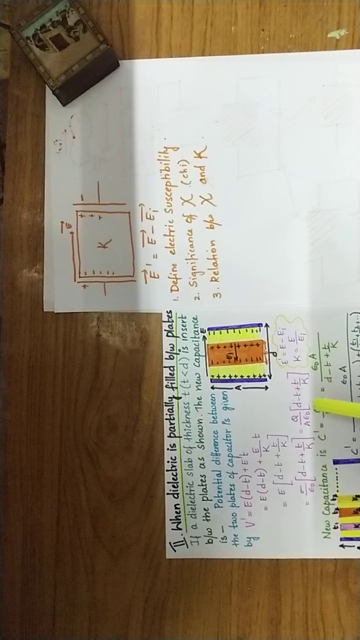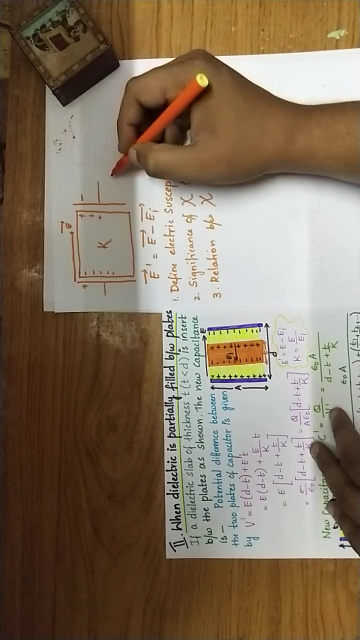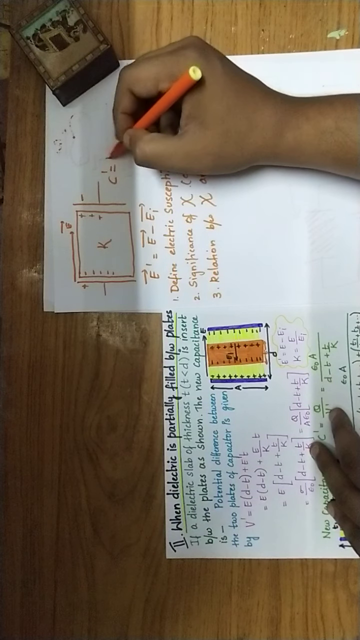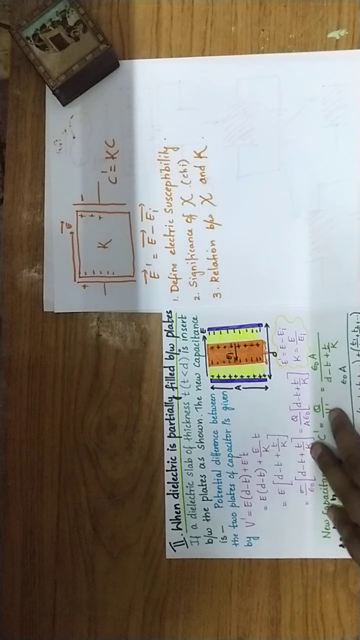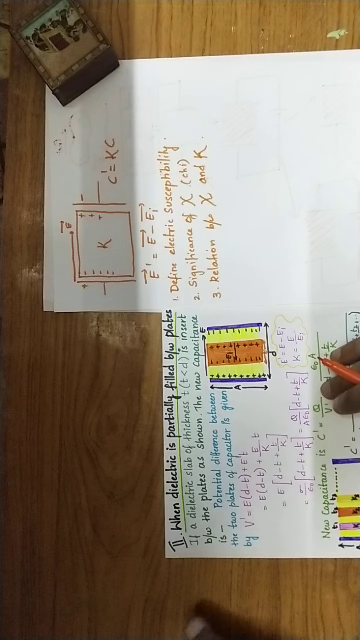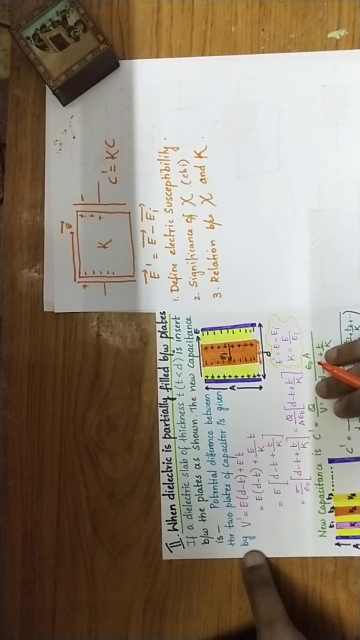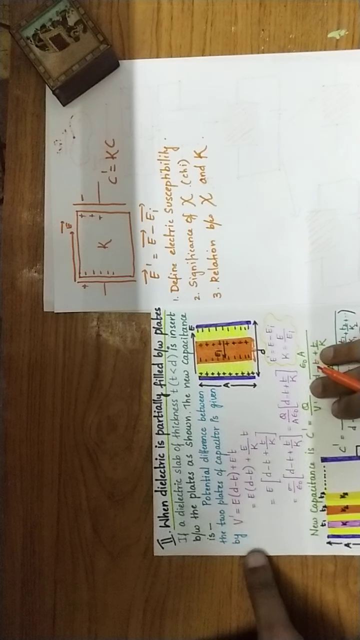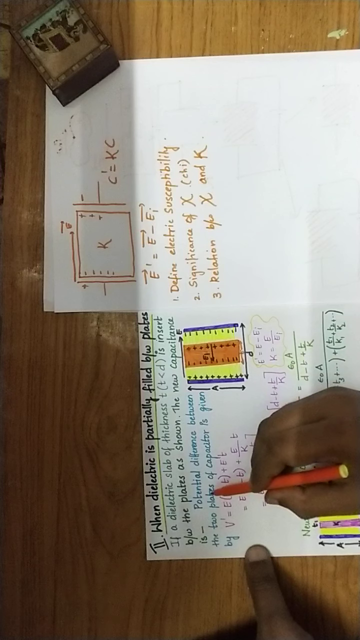capacitance is going to vary. If it is filled fully, then C prime is kappa times C simply. But now that the thickness is there, the term T will also be included in it. And how are we going to find it out? The expression is derived likewise.